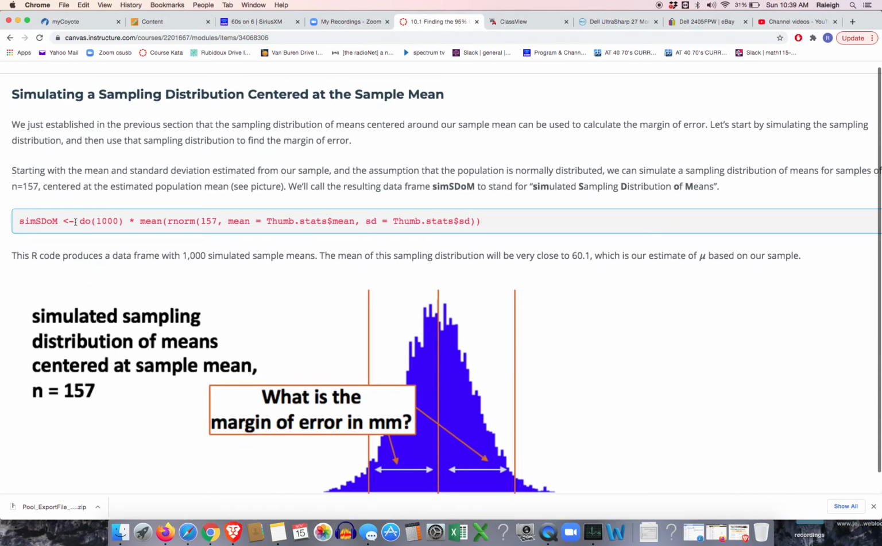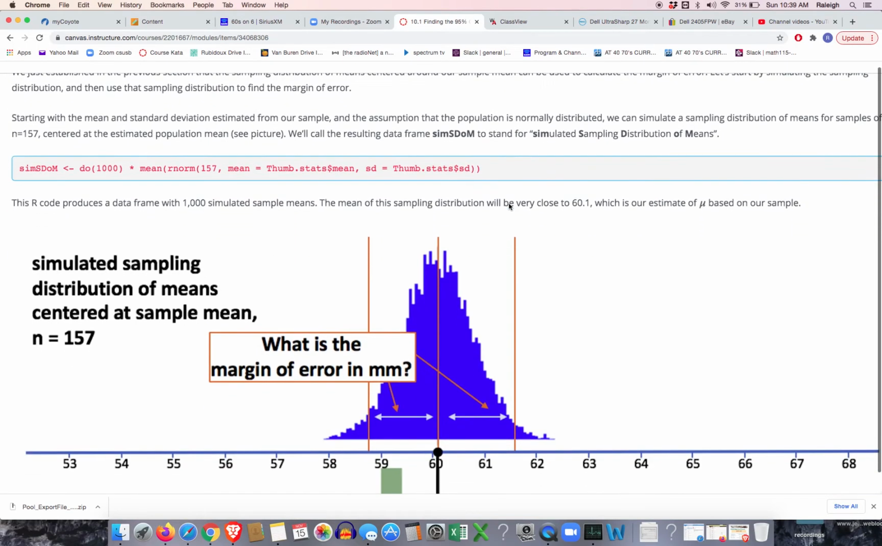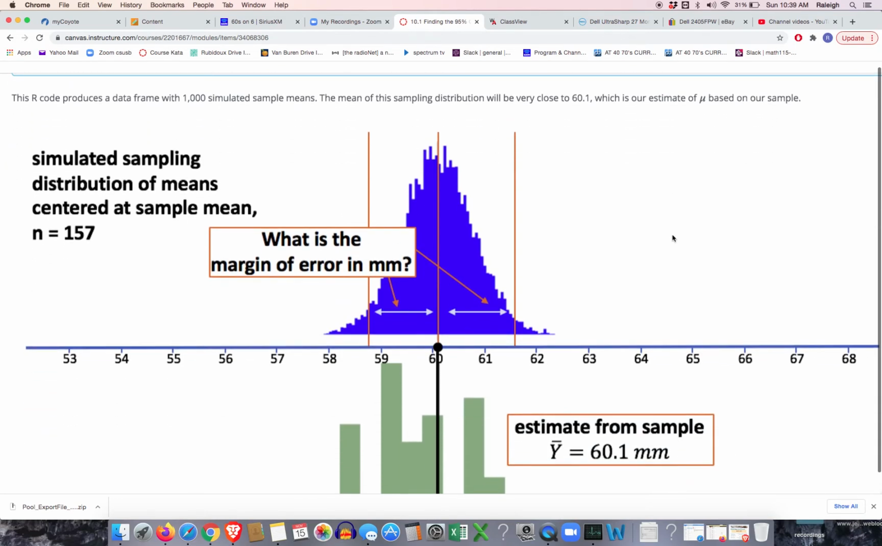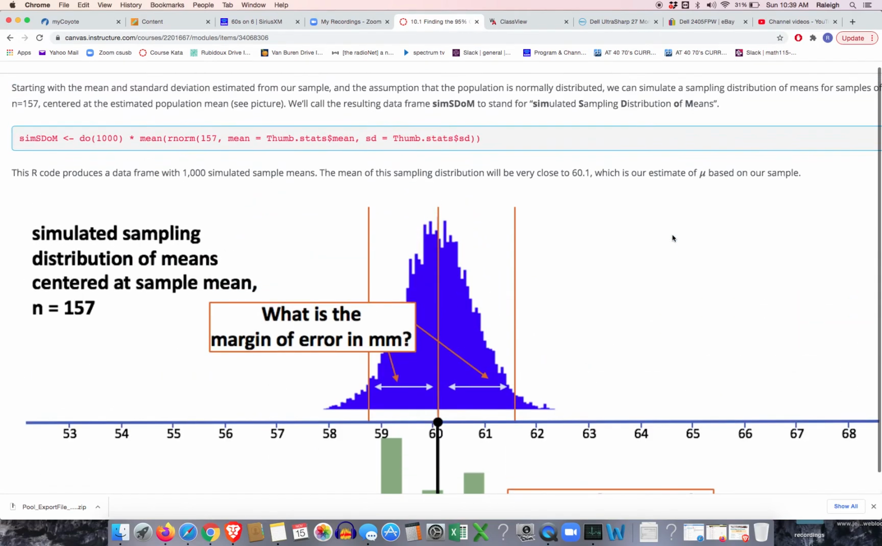So they have an R command that does this. It's called SimSDOM, in other words, Simulated Sampling Distribution of Means. They're always coming up with cute abbreviations that I've never seen before after teaching this stuff for a few decades, I'll put it that way. This R code produces a data frame with 1,000 simulated sample means. And the mean of this should be very close to 60.1, which is our estimate. And so the computer will tell us what the confidence interval will be.